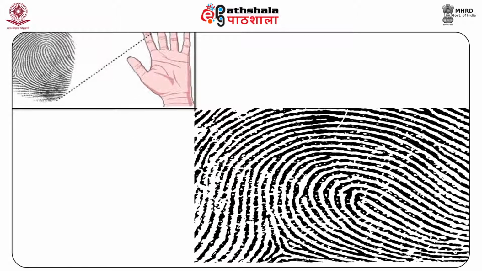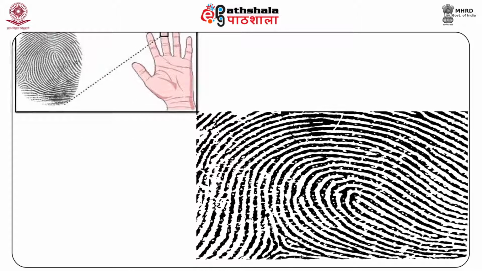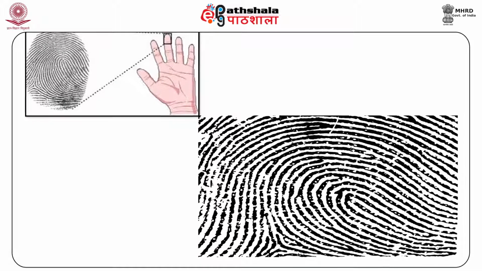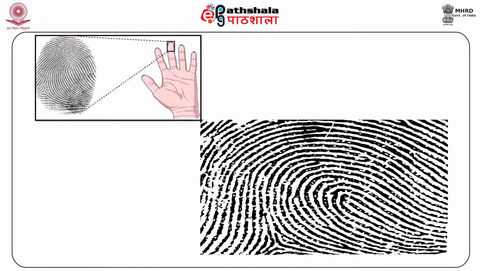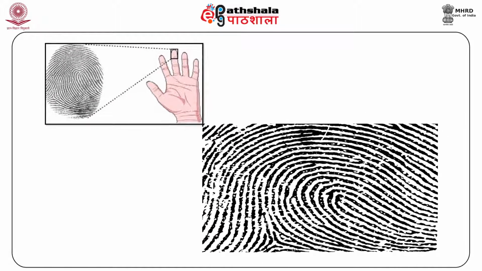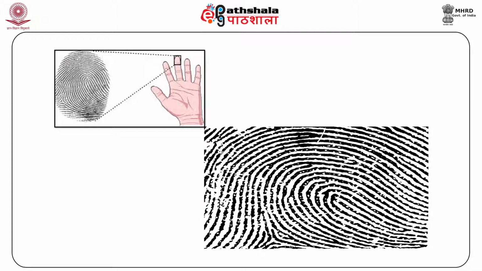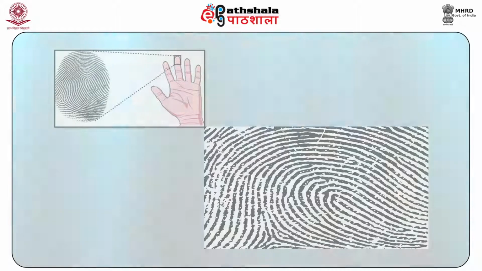Then the second one is ulnar loop, a loop pattern that streams downwards toward the ulnar bone of the hand, or when the descending slope or opening of the loop is from the direction of the thumb toward the little finger of the hand. It is referred to as an ulnar loop.